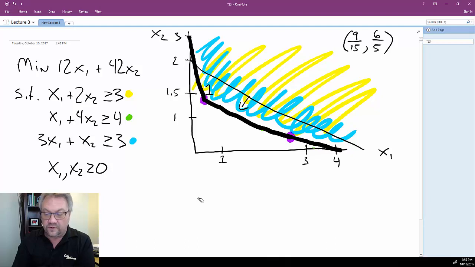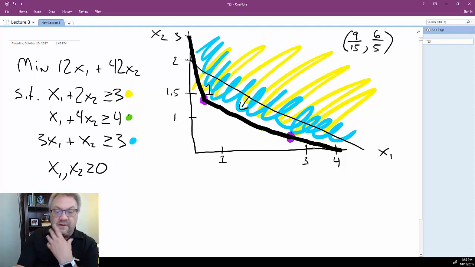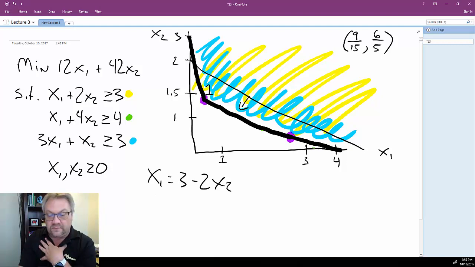And now I got to find the second point. So the second point, that is first constraint with second constraint. So, look, this one's actually pretty easy, right? Because x1, x1. So from this one, I can just say, look, x1 equals 3 minus 2x2. Okay, plug this into that one.